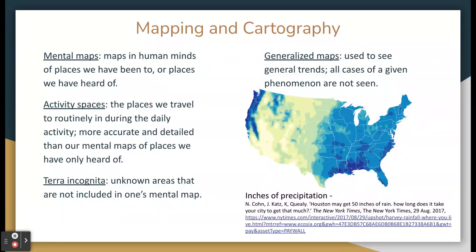To continue, generalized maps are used to see general trends. All cases of a given phenomenon are not seen. For example, this map of inches of precipitation only shows the general trends without showing the specific weather forecast for rain of certain areas.